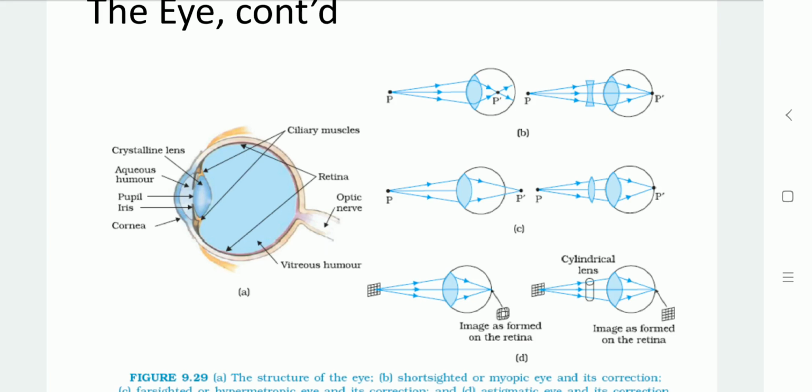This astigmatism can be corrected by using a cylindrical lens of the desired radius of curvature. This defect can occur together with myopia or hypermetropia also.